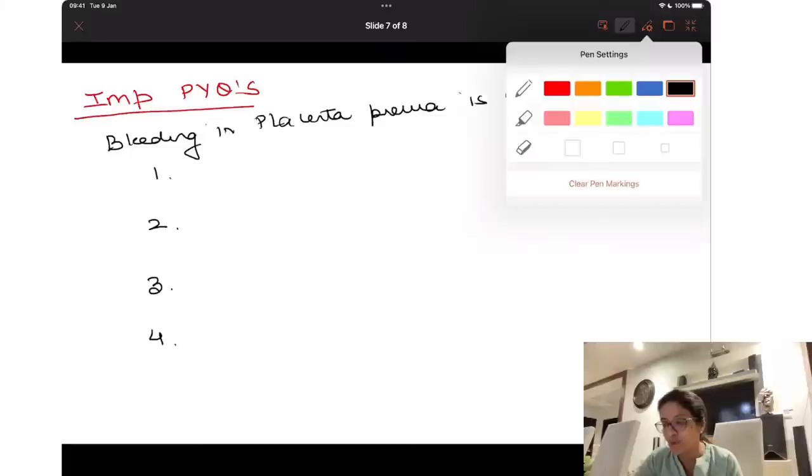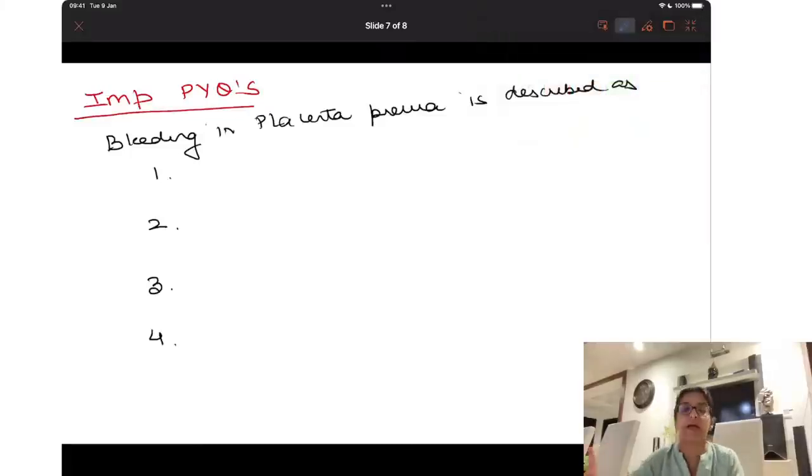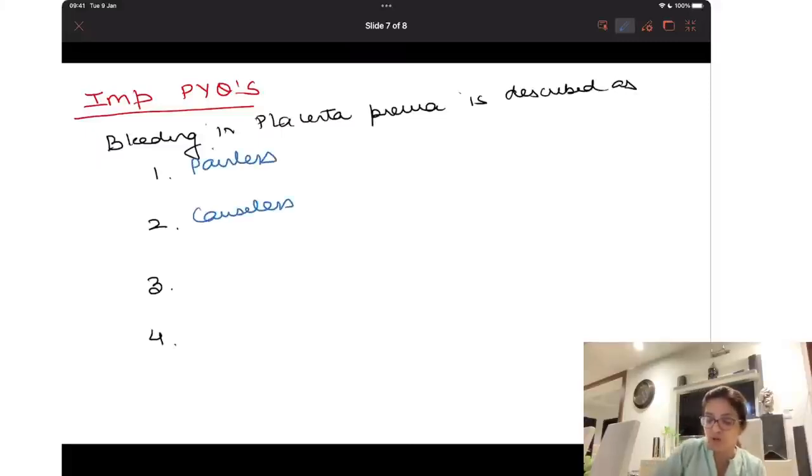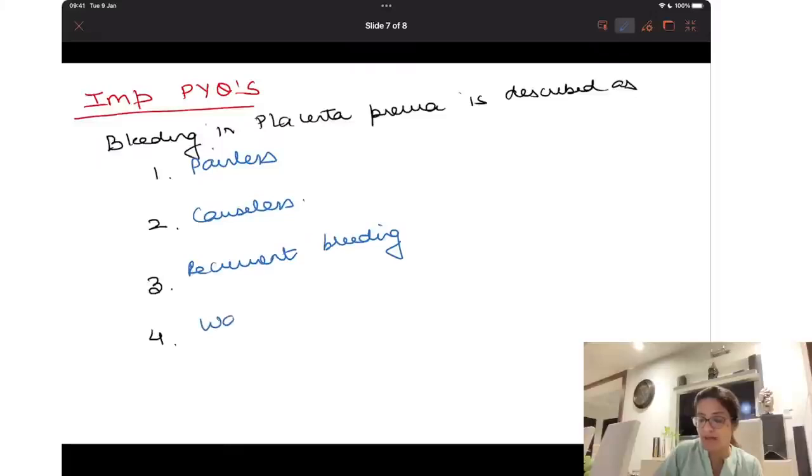Now comes a few important things which we've already done, but I want you to remember again. Bleeding in placenta previa is described as painless, causeless, recurrent bleeding. Painless, causeless, recurrent bleeding, and warning hemorrhage is present. Clear? Okay.